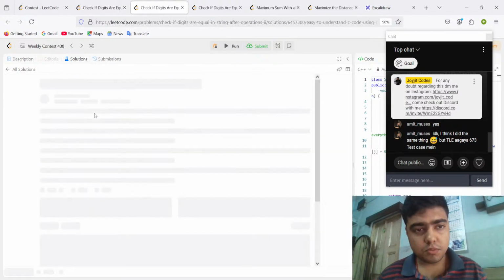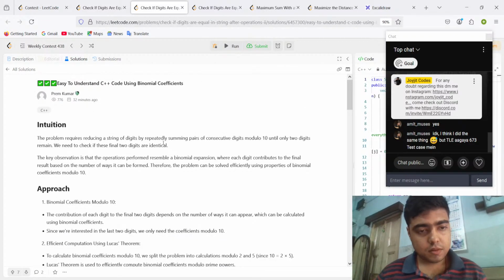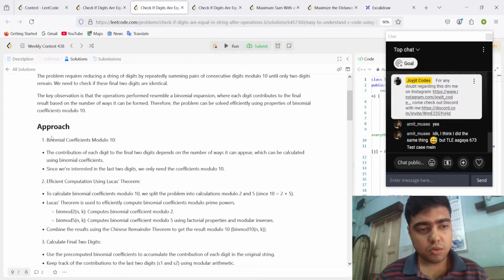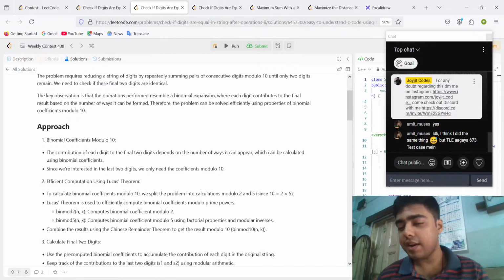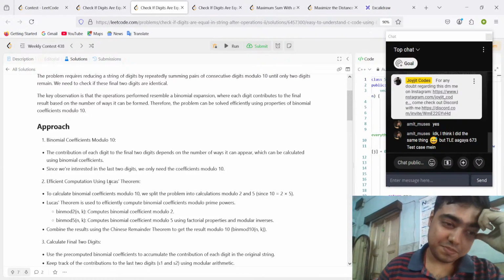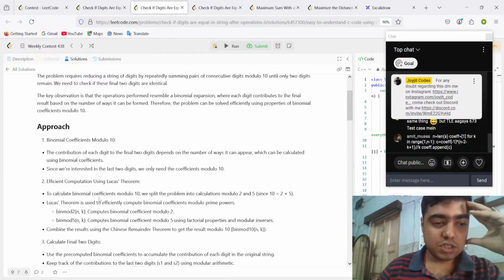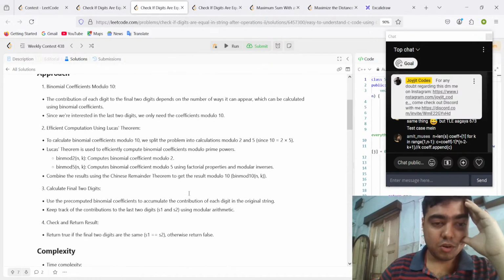This guy has used binomial coefficients only, so we'll just go through his solution. Reducing strings by digit. Okay, I know what. Binomial coefficient modulo 10, yeah. Efficient computation using Lucas algorithm. These are the things that I mess up. Now they're coming with some Lucas algorithm, Lucas theorem. To calculate binomial coefficient modulo 10, we split the problem into calculation modulo 2 and 5. Lucas theorem is used to efficiently compute binomial mod 5 and binomial mod 2. Combine the result using the Chinese remainder theorem to get the result.